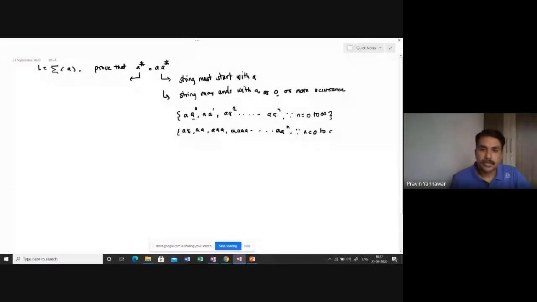Here you need to understand this is null. This is null, this is 1, these are 2, these are 3. A concatenated with null gives A only. This is 2 A's, these are 3, these are 4, and you can have N. So this is the valid set of words for A star.